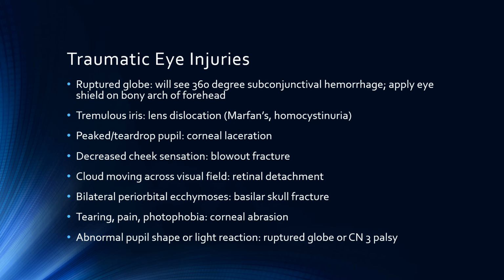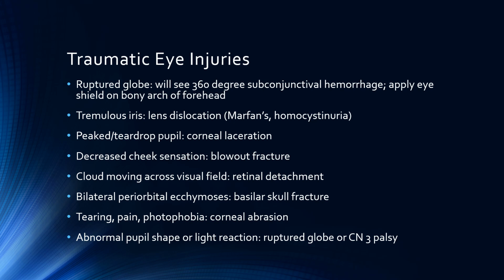So if the iris is shaking, you think about Marfan's and homocystinuria, which have upward and downward lens dislocation respectively. The peaked or teardrop pupil, you think about corneal laceration, where the iris is trying to fill in that gap that was caused by the laceration.